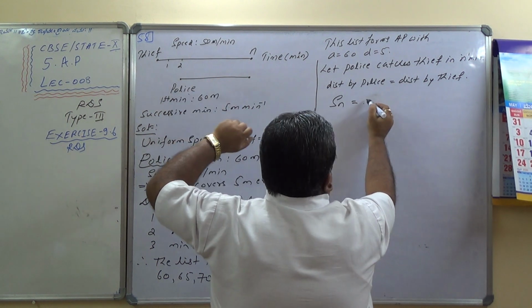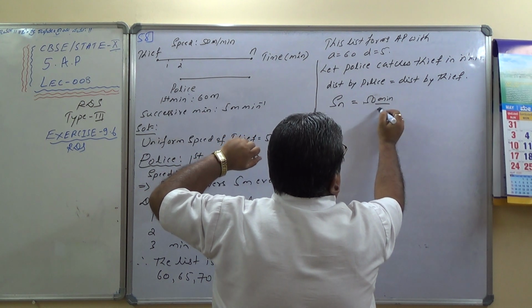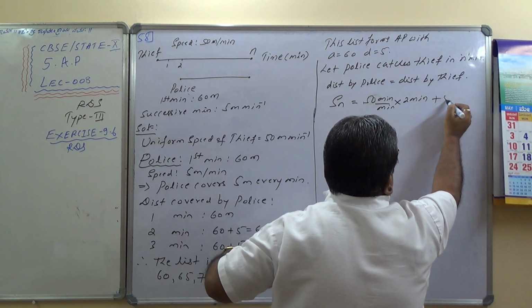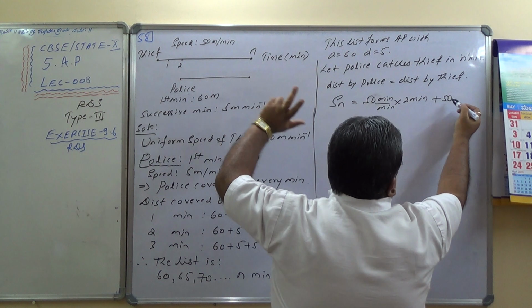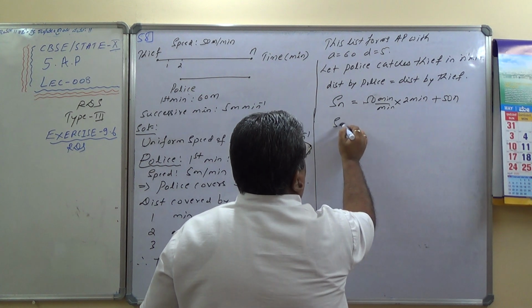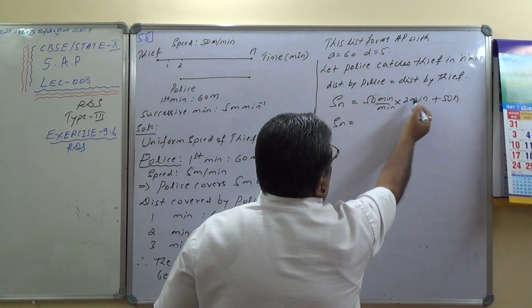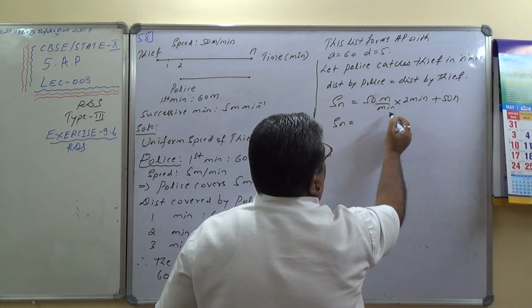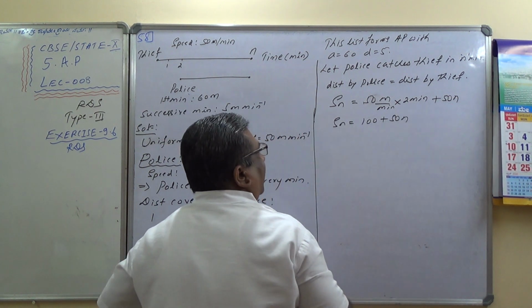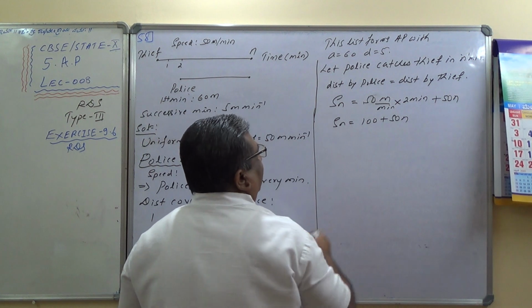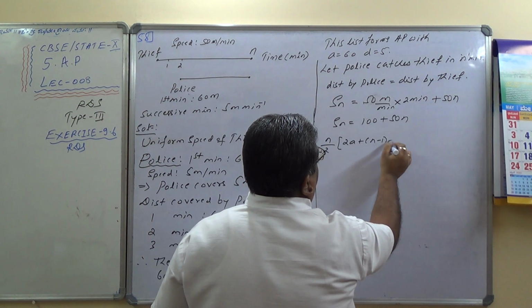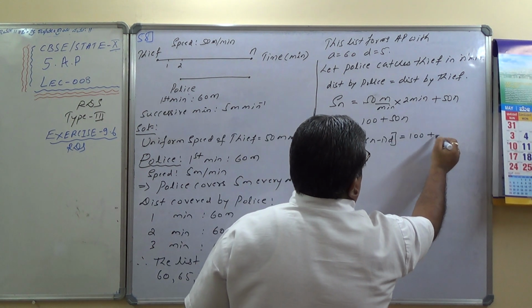I'll write here very clearly, 50 meter per minute into 2 minutes, he is ahead by that, plus in n minutes the distance covered by the thief is 50 meter per minute into n minutes. So therefore Sn equals 100 meter plus 50n meter. I hope you are able to understand this. So Sn is equal to n by 2 into bracket 2a plus, equals 100 plus 50 times n.